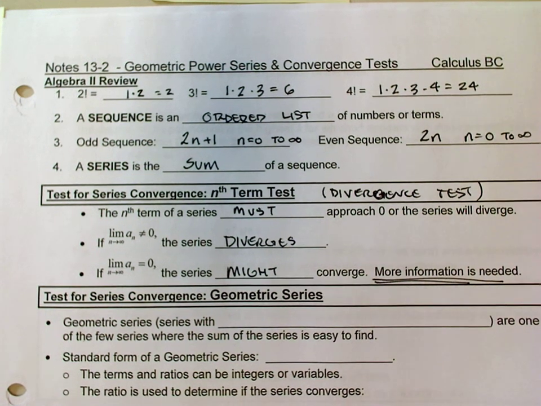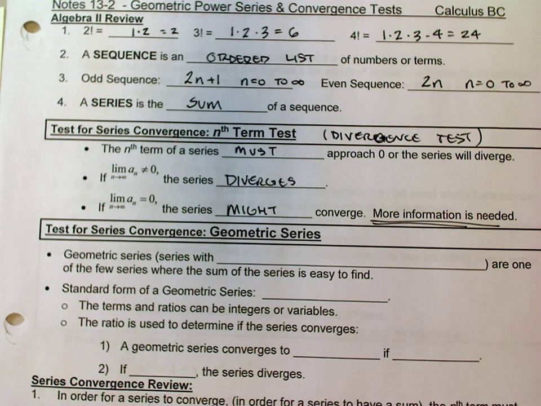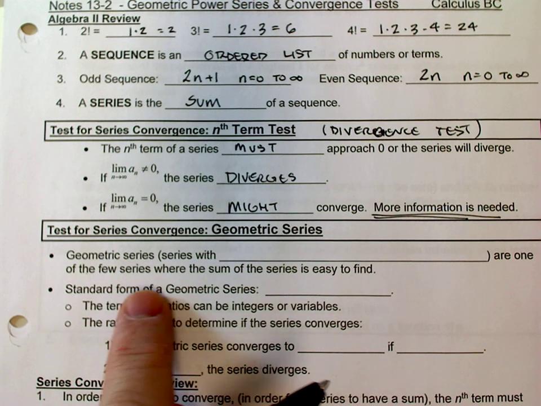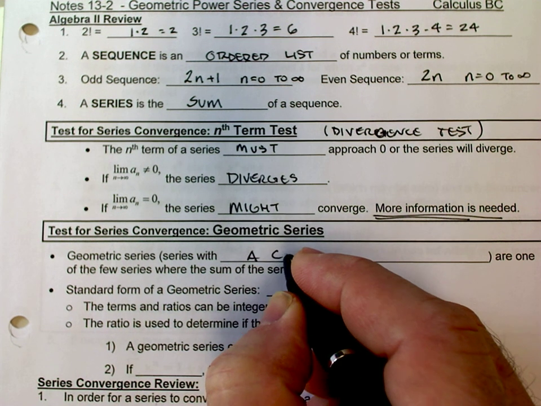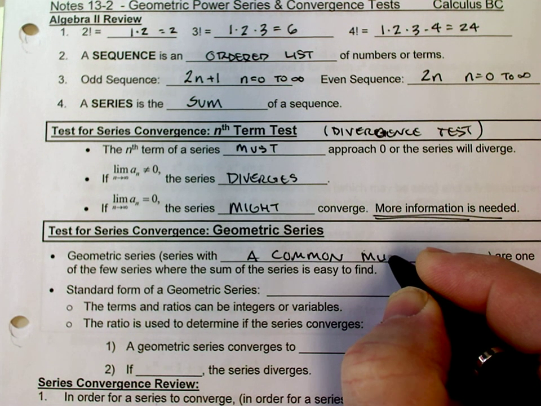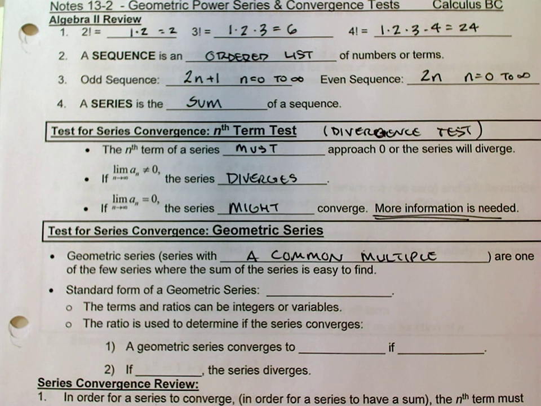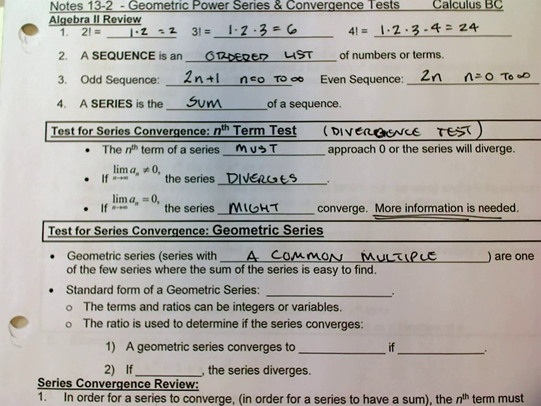The next test we had was when we looked at the terms and found out that we had a geometric series. What determines a geometric series? Well, a geometric series is any series that has a common multiple between each term, or a common ratio. In other words, if we go from 2 to 4 to 8 to 16, that common multiple is 2.